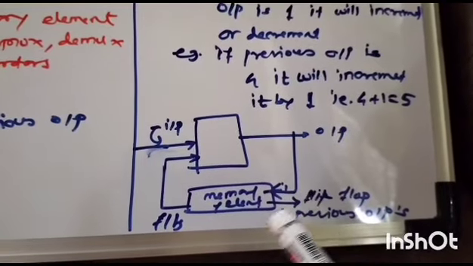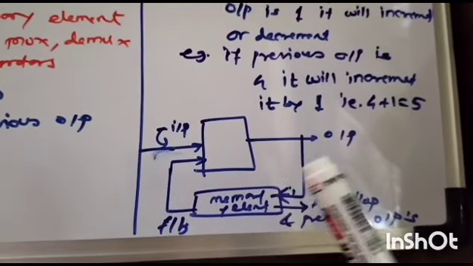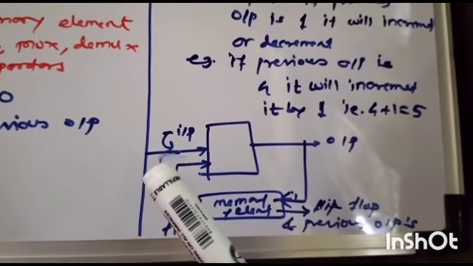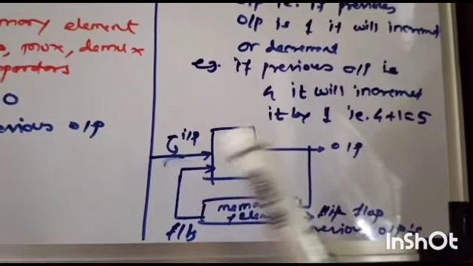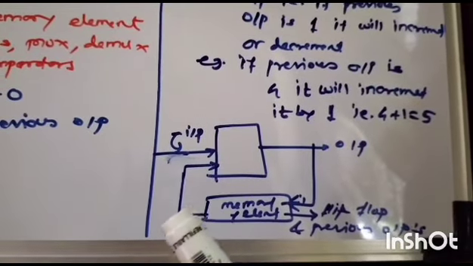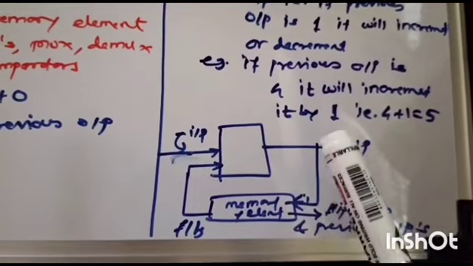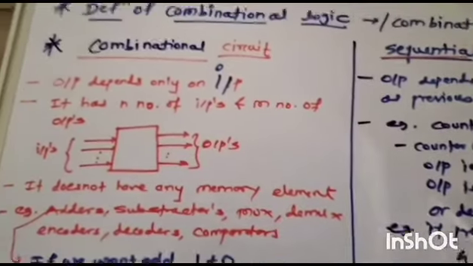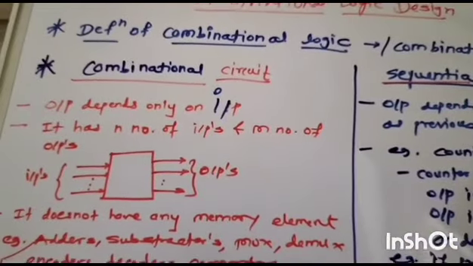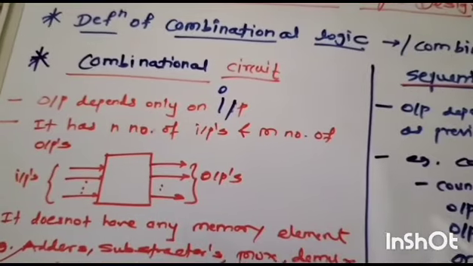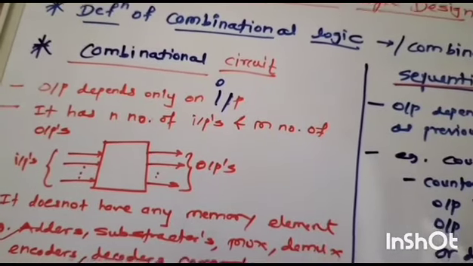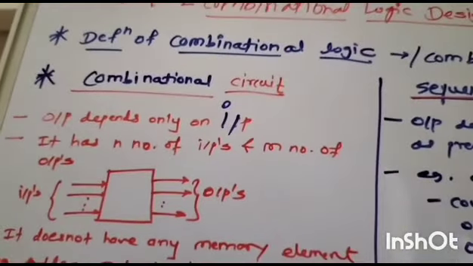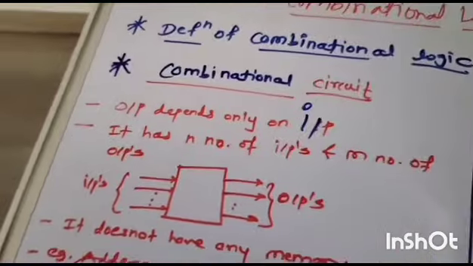So we need here the memory element, which is the flip flop, to store the previous output, which is again given to the sequential circuit. So the output depends on the input as well as the previous output, and this is the feedback. I hope you understood what exactly the combinational circuit is, and in the next lecture we are going to see the next point, that is the design steps of the combinational circuit.